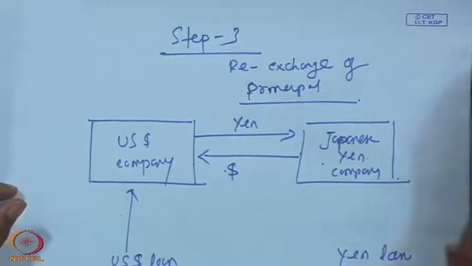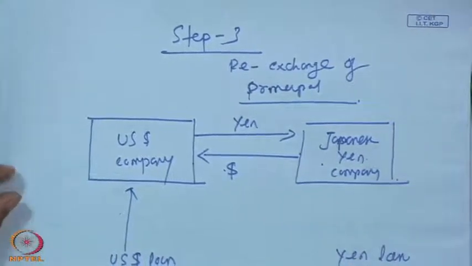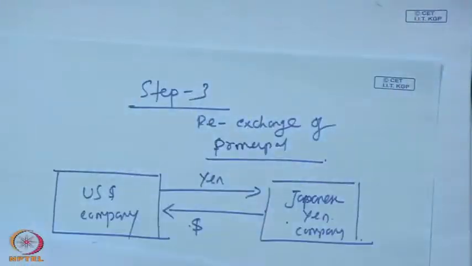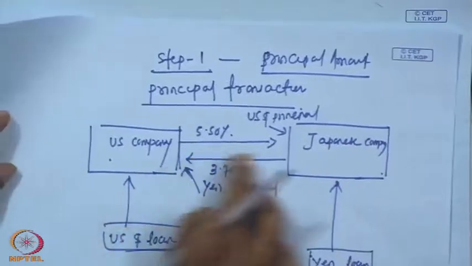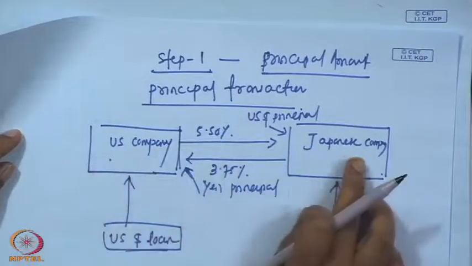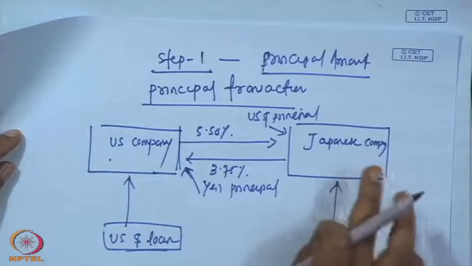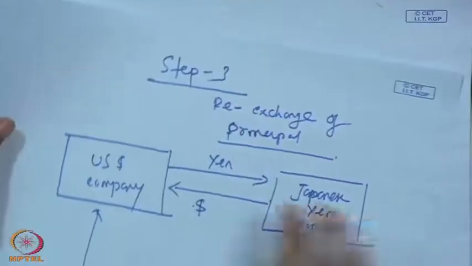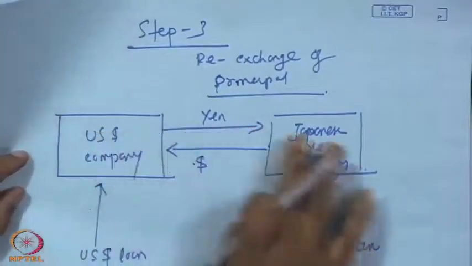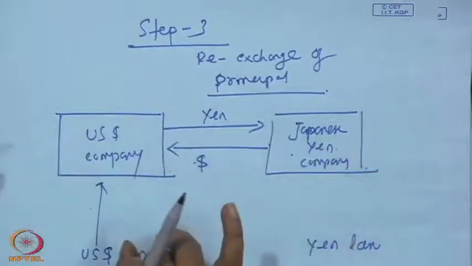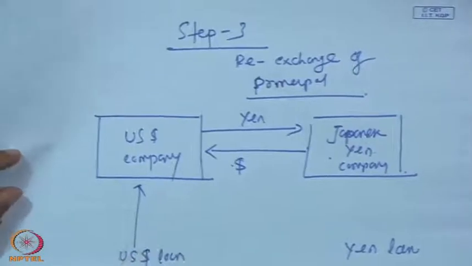The earlier transaction, if you see, was just the opposite. In step 1, the principal was exchanged: the US dollar principal was going to the Japanese company, and the yen loan principal was going to the US company. But in step 3, the yen will be transferred back to the Japanese company and the dollar will be transferred back to the US company, a reverse transaction of principal at a determined exchange rate.